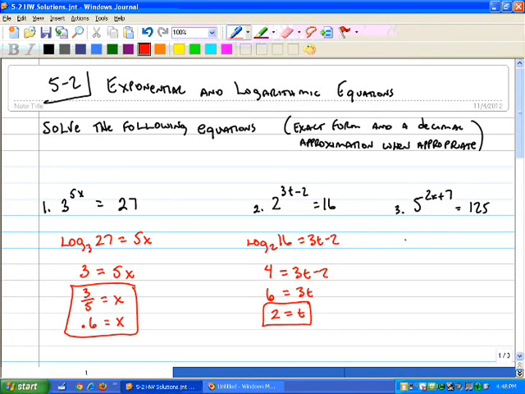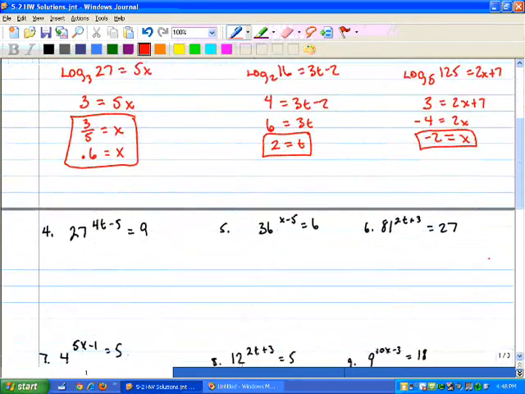On number 3, we convert to logarithmic form to get log base 5 of 125 equals 2x plus 7. Log base 5 of 125, again, the power of 5 that gives 125 is 3. So 3 equals 2x plus 7. Subtract 7 from both sides to get negative 4 equals 2x. Divide both sides by 2 to get x equals negative 2. Again, no decimal approximation needed.